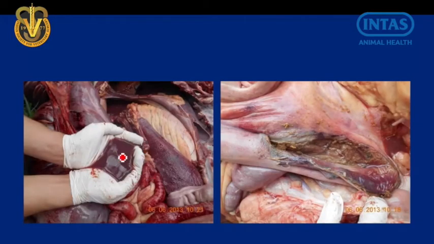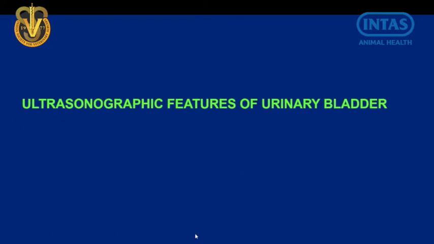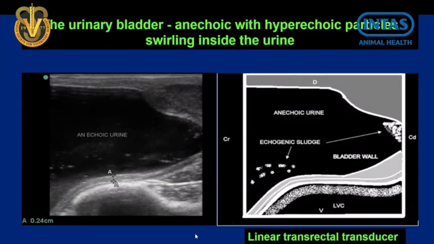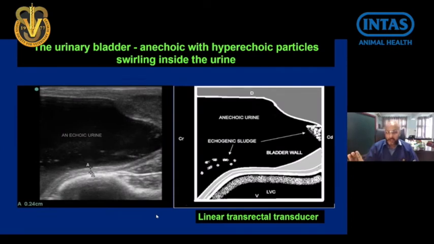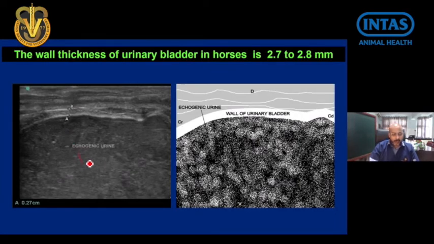Kind of fluid here. Then the bladder. Now, never confuse the bladder with an abscess of the abdominal cavity. The reason being that the urine in equines is echogenic, okay, because of its composition. So you find anechoic urine here, sludge here. If I go to another slide, now this is echogenic urine.